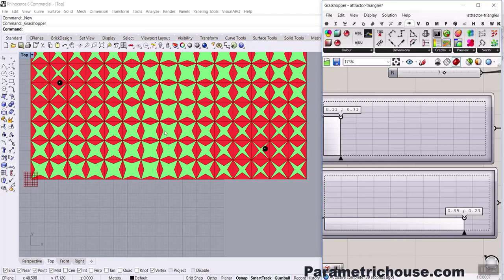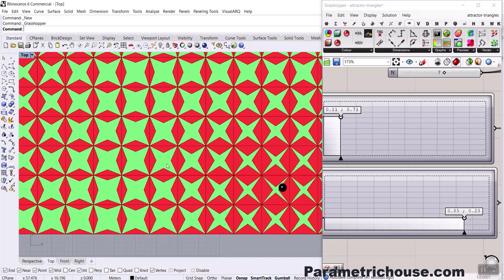the distance of the scaled squares from the point attractors. That's going to affect the scale factor, and that's going to finally produce this parametric pattern.